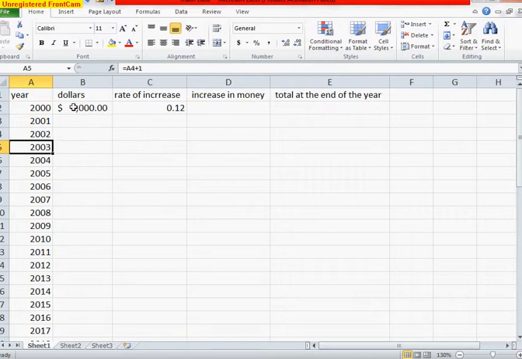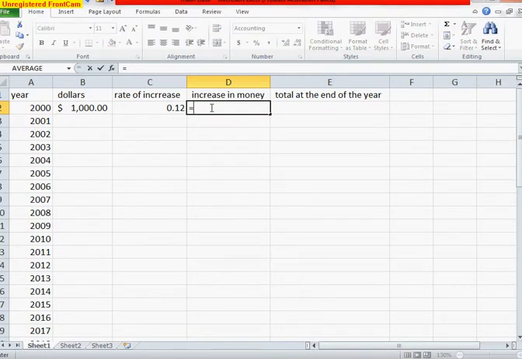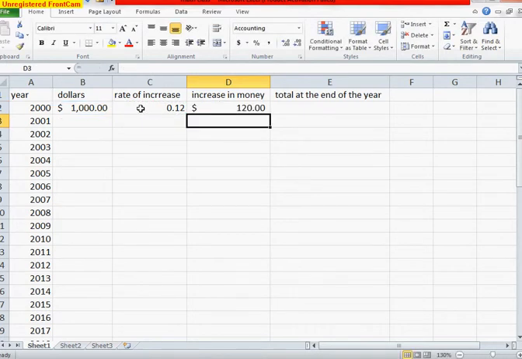Now let's talk about this first line. You start with $1,000. You're going to have an increase of 12%. So this cell is going to be equals. Anytime you want to make a formula, you have to type equals. So equals this times, with the little asterisk on the keyboard, this, and hit enter. So this cell is reading B2 times C2 and you get 120. That means my money increased by 120. So in the beginning I had 1,000. By the end of the year I'm going to have 120 of growth.